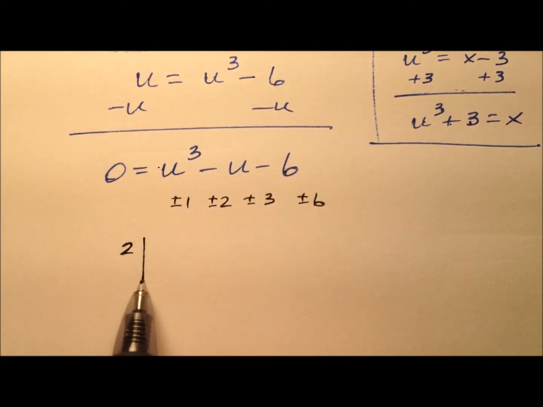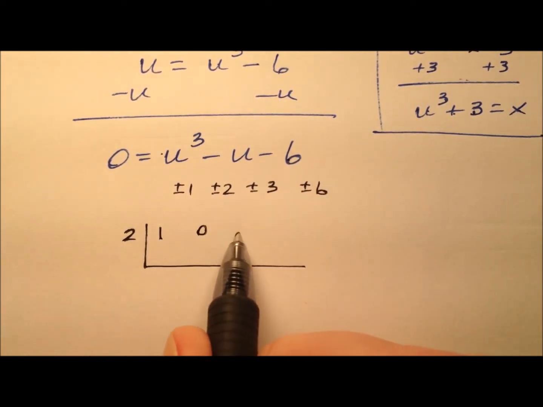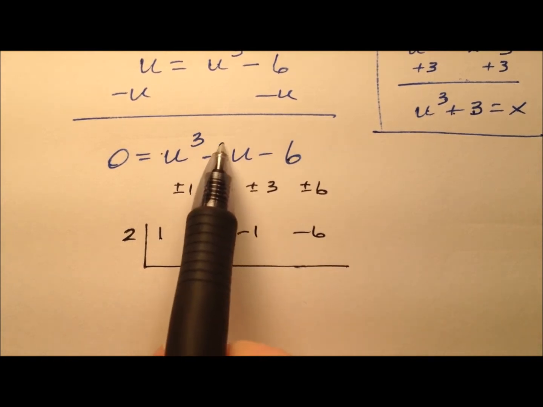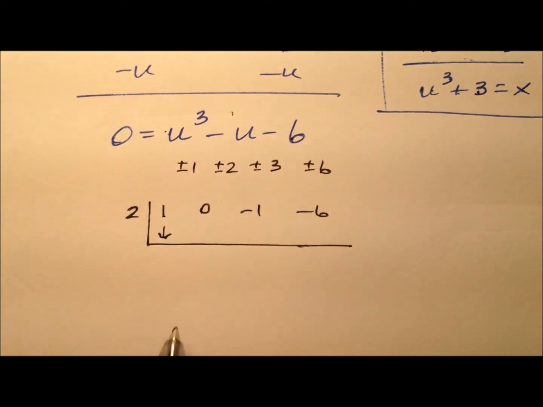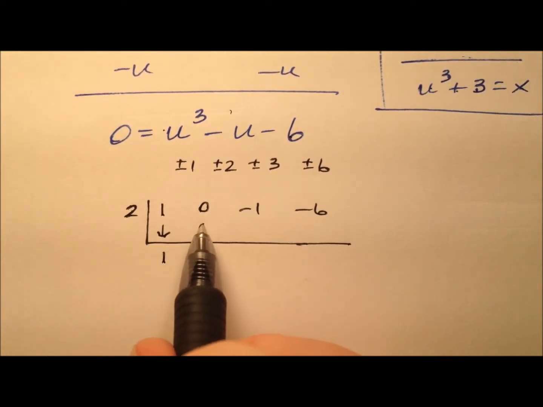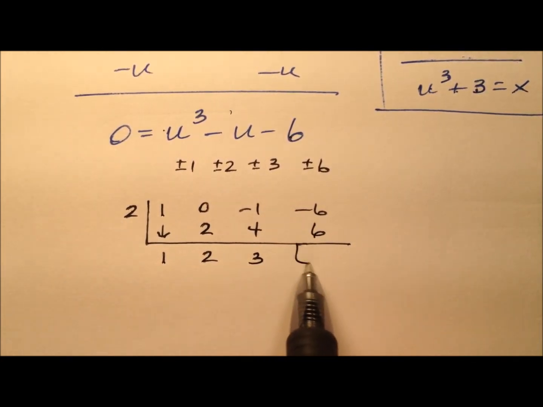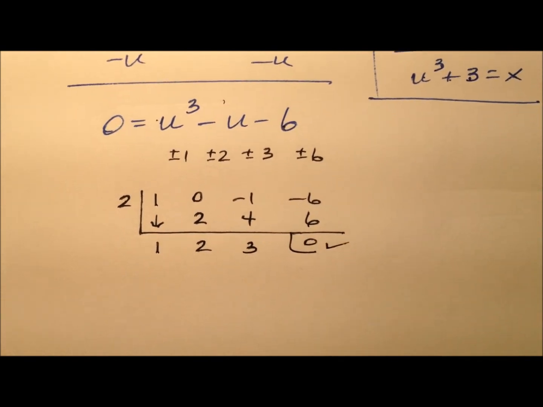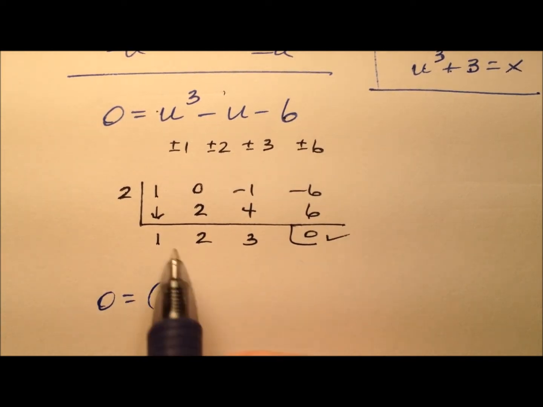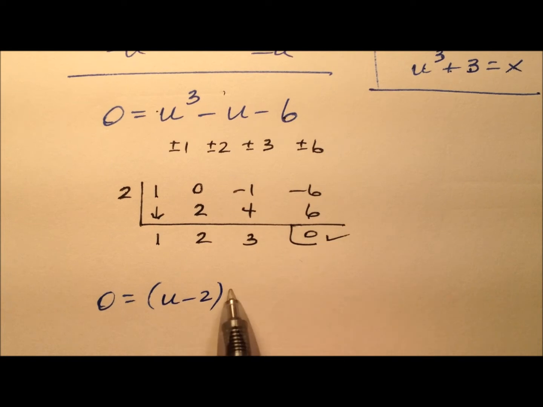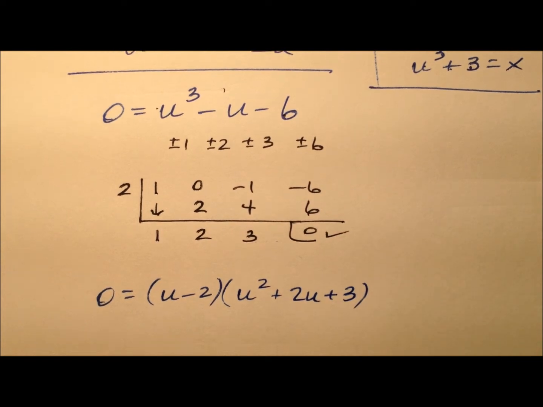So let's go ahead and use synthetic division and take this 2 out. The coefficients here are 1, 0, negative 1, and negative 6. Can't forget to put the 0 for the quadratic term, since there isn't one. And we'll use the synthetic division algorithm. We'll bring down the 1, and multiply, add, multiply, add, multiply and add, and yeah, our remainder is 0. That's really nice. So it looks like right here we have 0 equals the factor we just took out, u minus 2, and the factor that's left is u squared plus 2u plus 3.